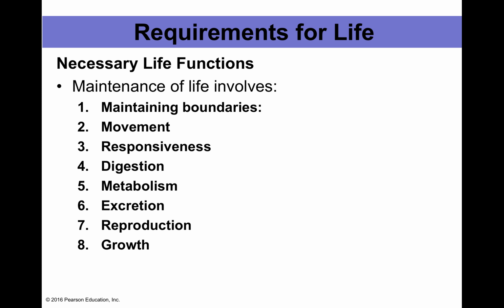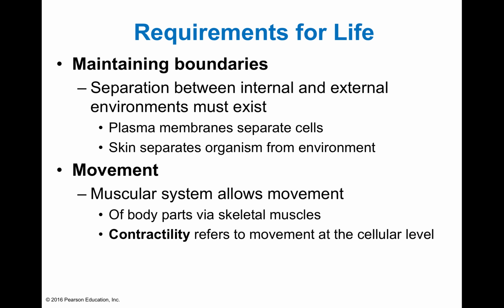Now, when we're talking about a human, or actually any living organism, there are specific characteristics that are required for basically surviving and living a normal life. Those include maintaining boundaries, movement, responsiveness, digestion, metabolism, excretion, reproduction, and growth. So what we're going to do is go briefly over each of these components and understand what each of these words mean.